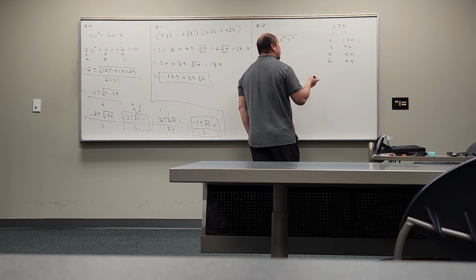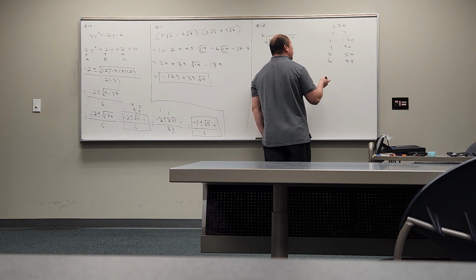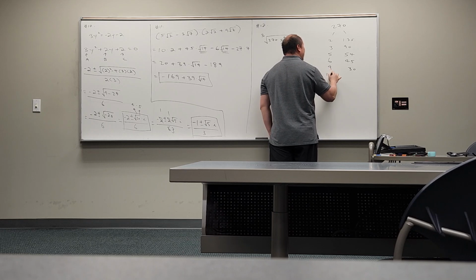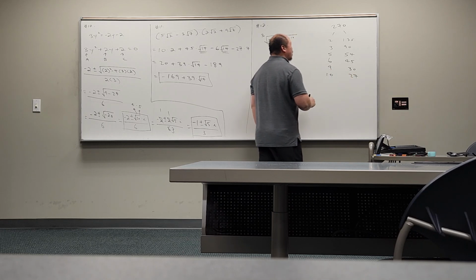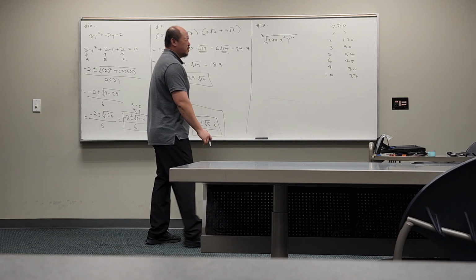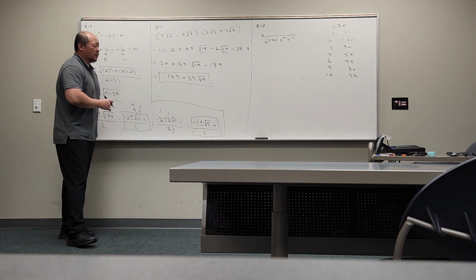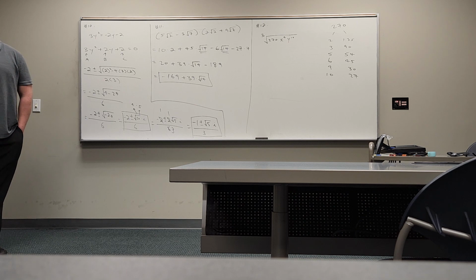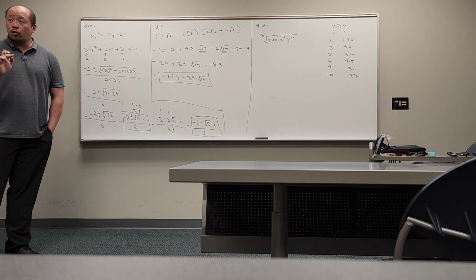9, 30, 930. And that's also 10 times 27, right? I think that's all. Now, why do I write all these numbers down? This time we don't have a square root. We're not looking for the perfect square. We're looking for the perfect cube.